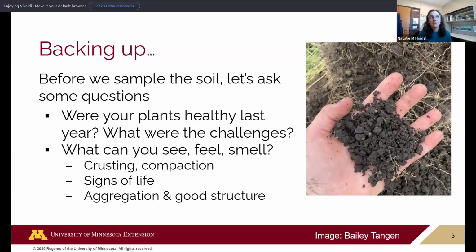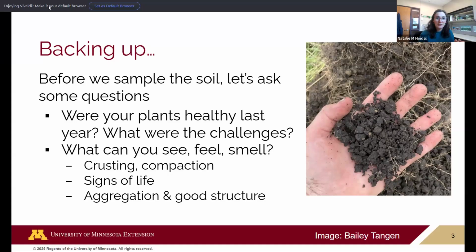And a lot of learning about our soils comes from interacting with it. So, what can you see? What can you feel? What can you smell when you're out interacting with your soil? We're looking for physical aspects of soil health, things like crusting, compaction, good soil structure. Ideally, when you pull roots out of the soil, they look something like this. They're covered in little balls called soil aggregates that stick together into larger and larger aggregates. Ideally, you have good structure, you don't have a lot of compaction.